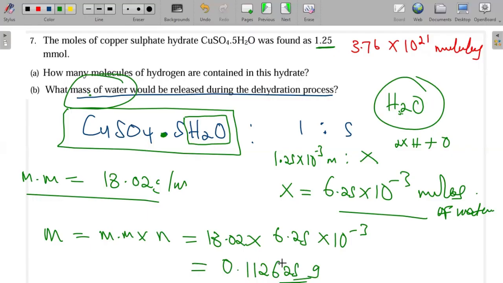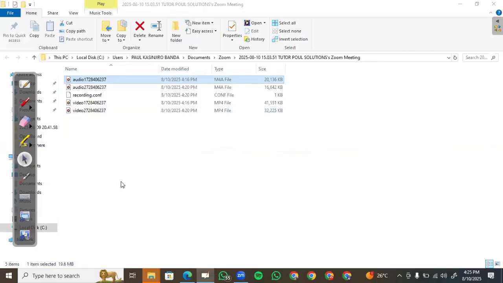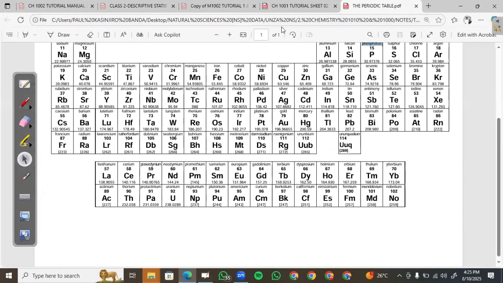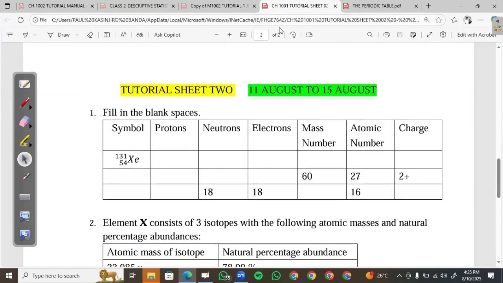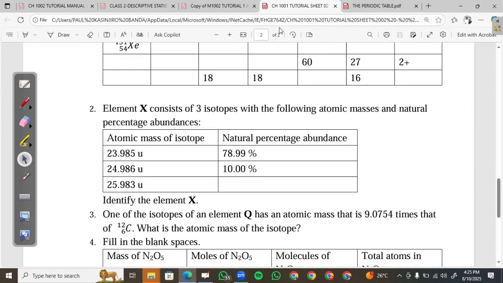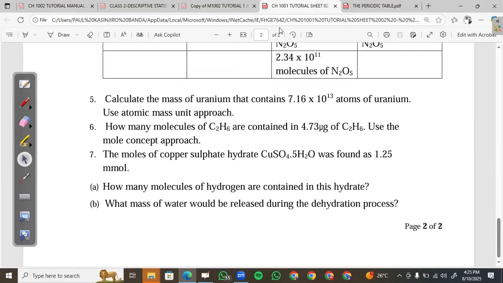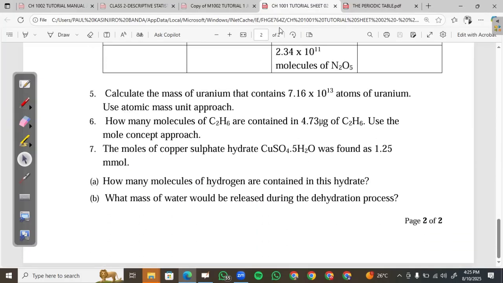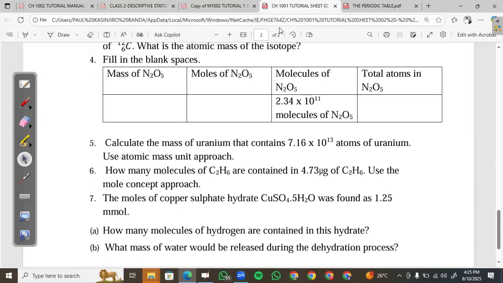Okay, so any questions? All right, if there are no questions, then we are done with this tutorial sheet. We are solving tutorial sheet 2, which is this one. So we solved questions 1, 2, 3, 4, 5, 6, and 7. Okay, so we are done with that.